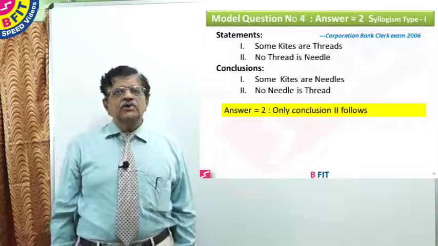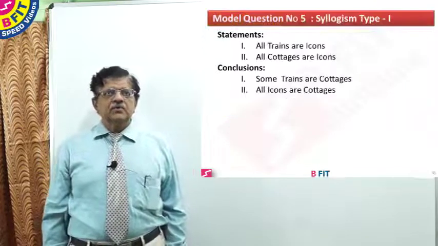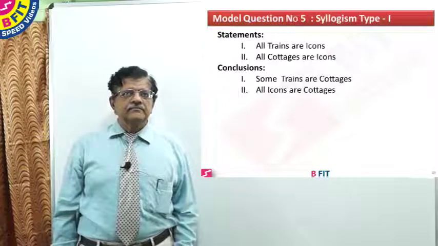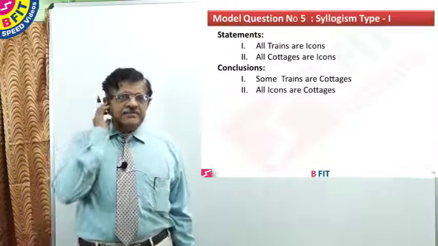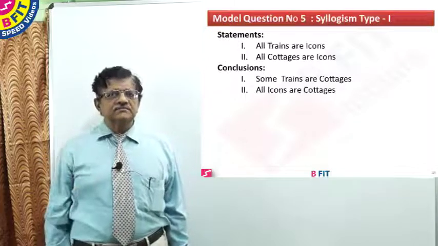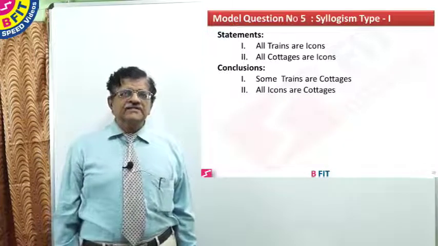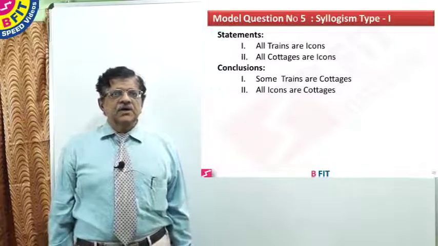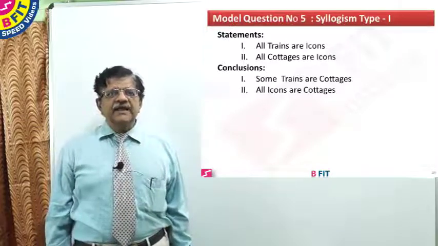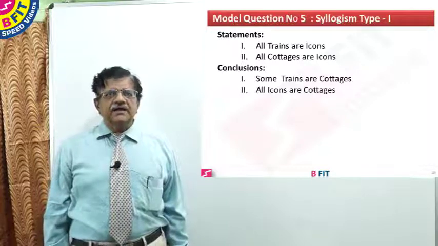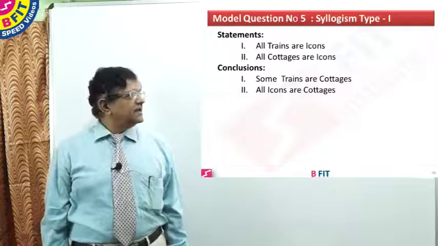Let us now go to the next question. Question number 5. What are the statements? All trains are icons. All cottages are icons. The conclusions we have to test are: some trains are cottages and all icons are cottages. Let us see the working.